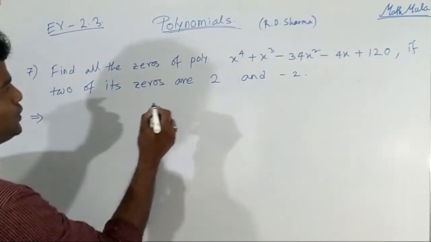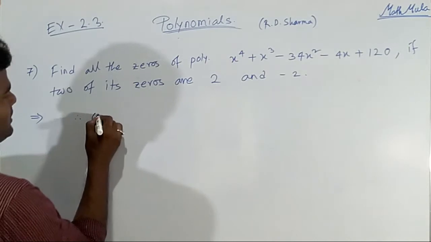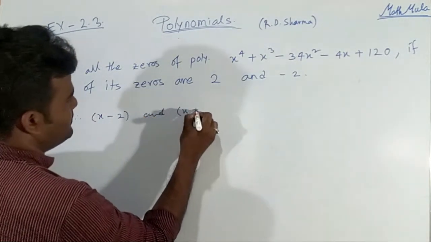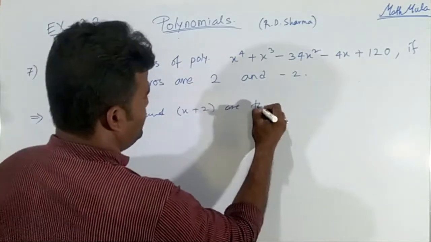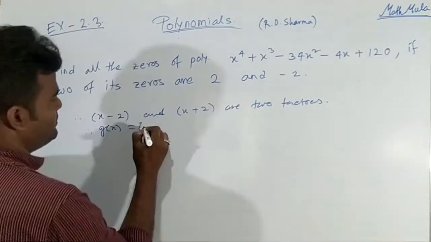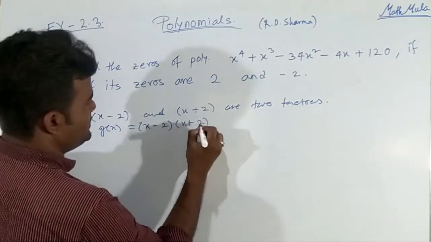Okay. Since 2 and minus 2 are 2 zeros of this polynomial, therefore x minus 2 and x plus 2 are 2 factors. So now we find g of x equals the multiplication of these 2 factors, that is x minus 2 into x plus 2.